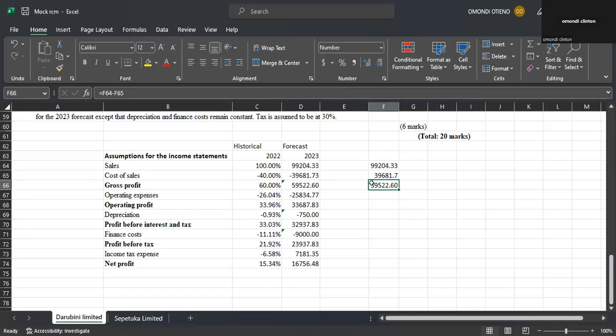Let's not go to cash flows. We are focusing on the forecasting of financial statements. Leave the cash flow for now. Are we okay?